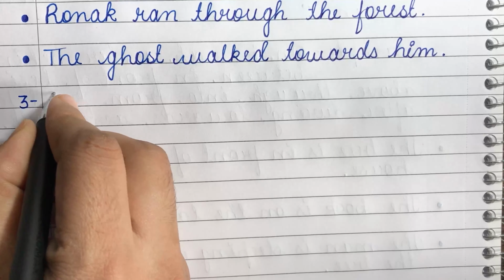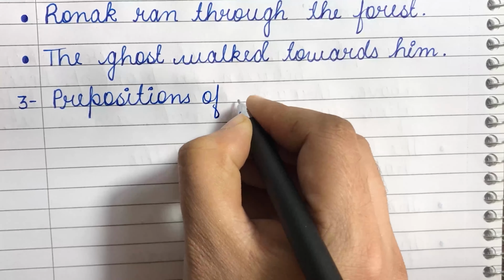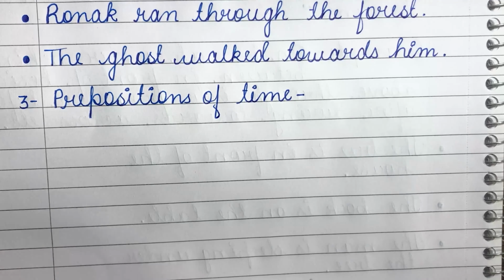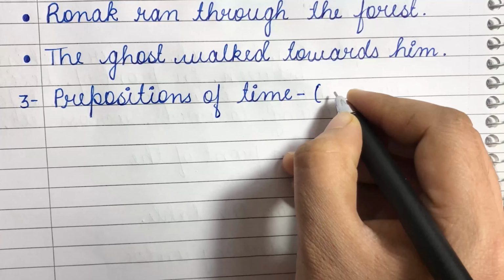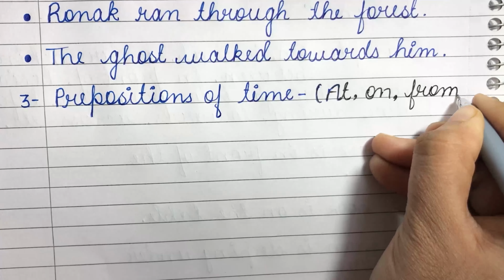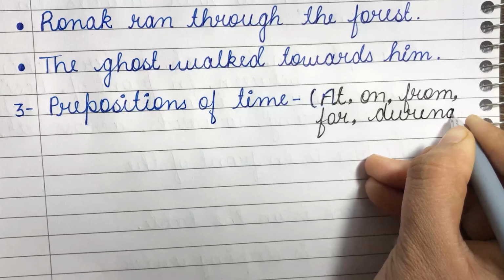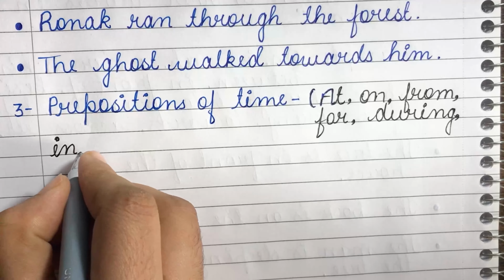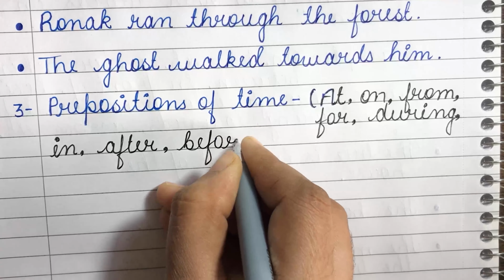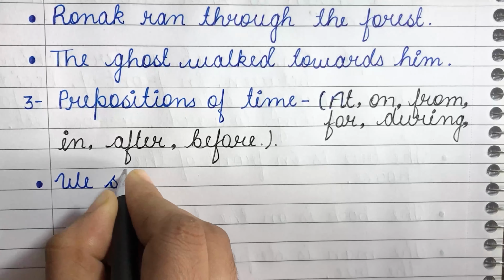Number 3, prepositions of time. Now look at some examples of prepositions of time like at, on, from, for, during, in, after, before, etc.